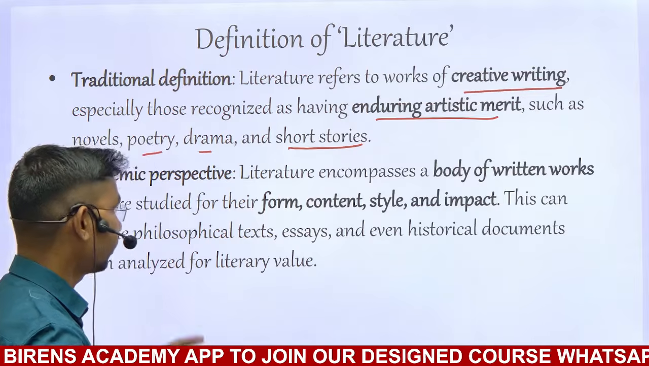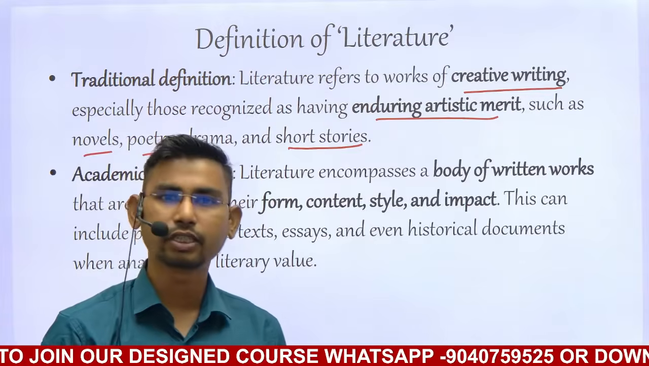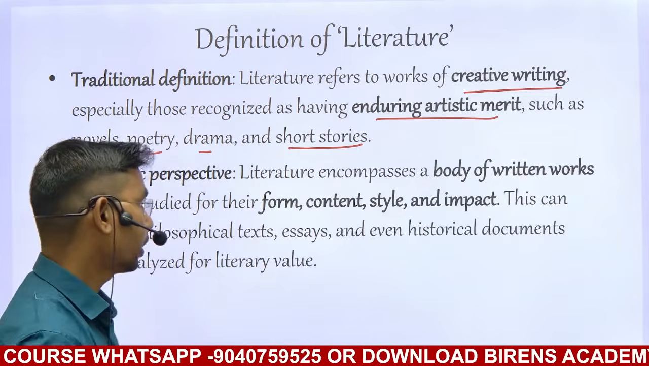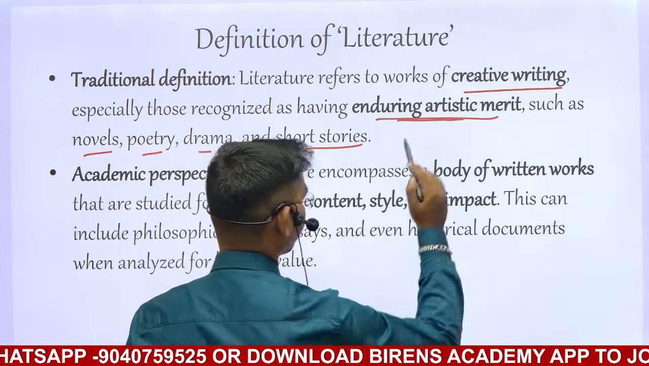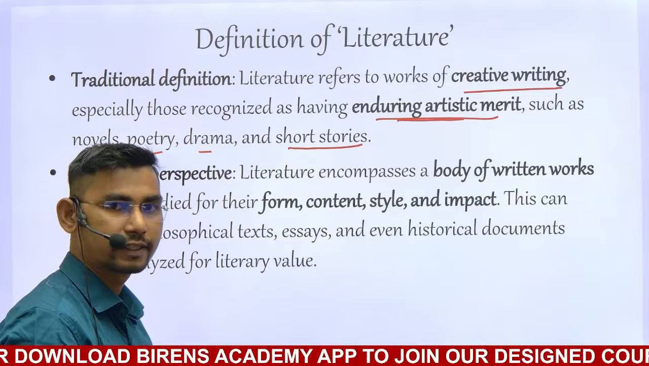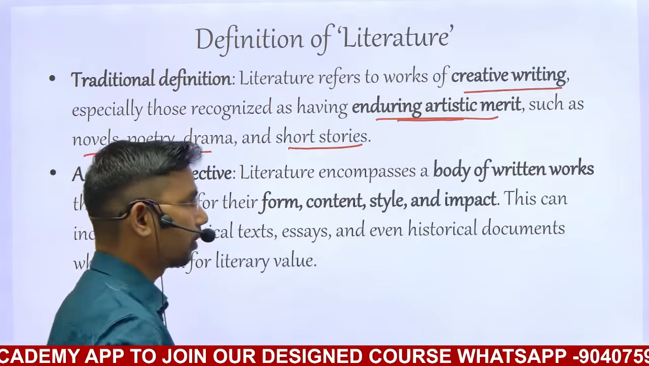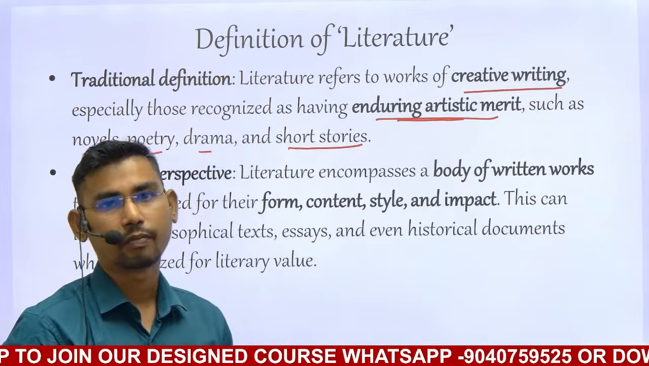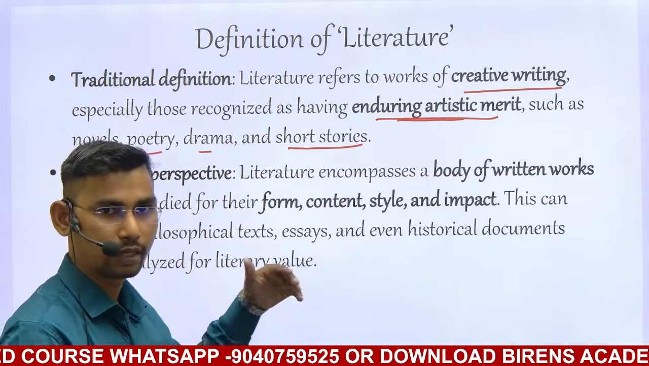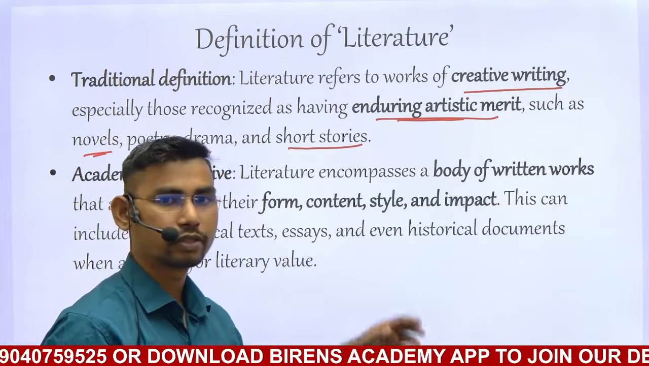So what is literature? It refers to works of creative writing. Anything that you write is creative writing, but which type of creative writing can be said to be a part of literature? Those which have enduring artistic merit, timelessness, and so many other characteristics that it should follow. Novels, poetry, drama, or short stories that have enduring artistic merit we can call a part of literature. Not only these four; other things are also there like essays and all.